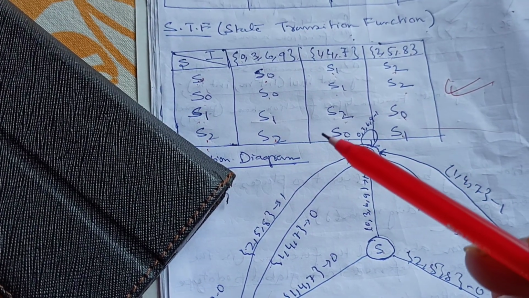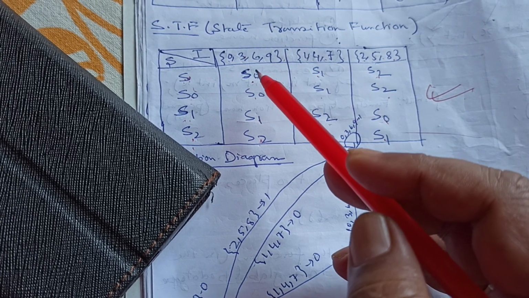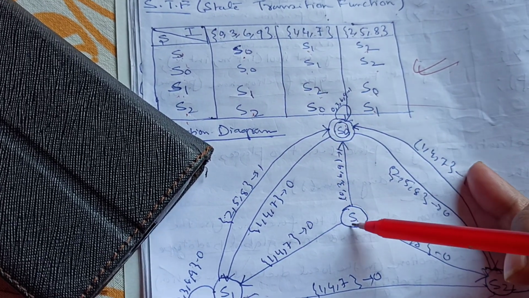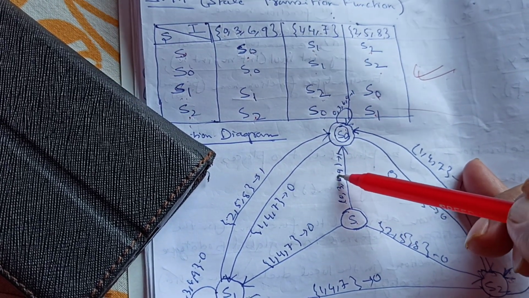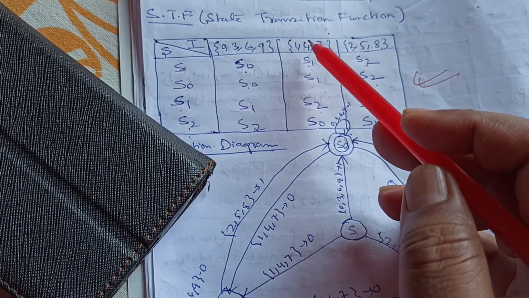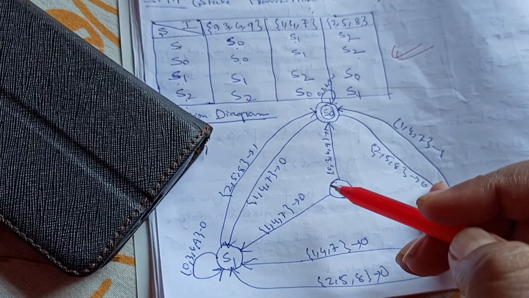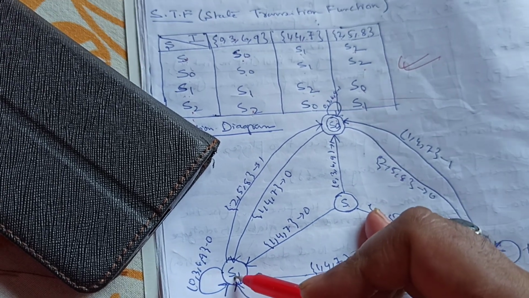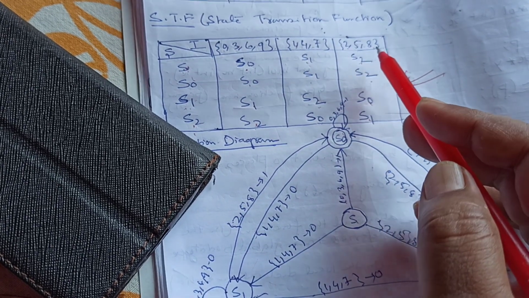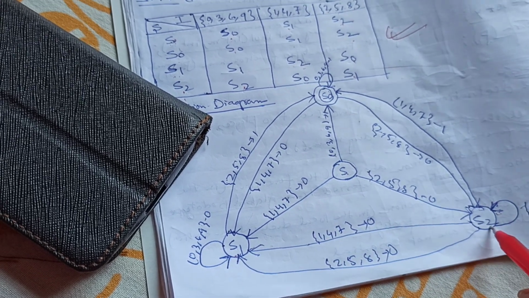Now from the state transition function, suppose you are in state S and you are getting 0, 3, 6, 9, so which state should you move to? S0. So in S, if you get 0, 3, 6, 9, you should move to S0 state. Now suppose you are in state S and you are getting 1, 4, 7 as input, which state should you move to? S1. So for 1, 4, 7 you should move to S1. Now suppose you are in state S and you are getting 2, 5, 8 as input, so which state should you move to? S2 state. For 2, 5, 8 you should move to S2.